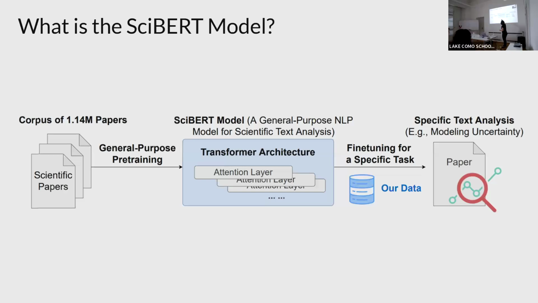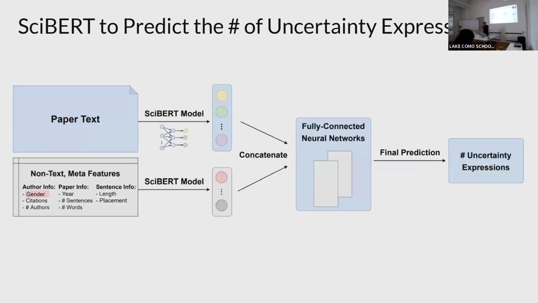The architecture is still the same: a transformer with a lot of attention layers. Then we fine-tune it for the specific task, in our case modeling uncertainty from the paper. The benefit here is that it is fully familiar with how scientists talk and can complete this task of uncertainty expression counting.